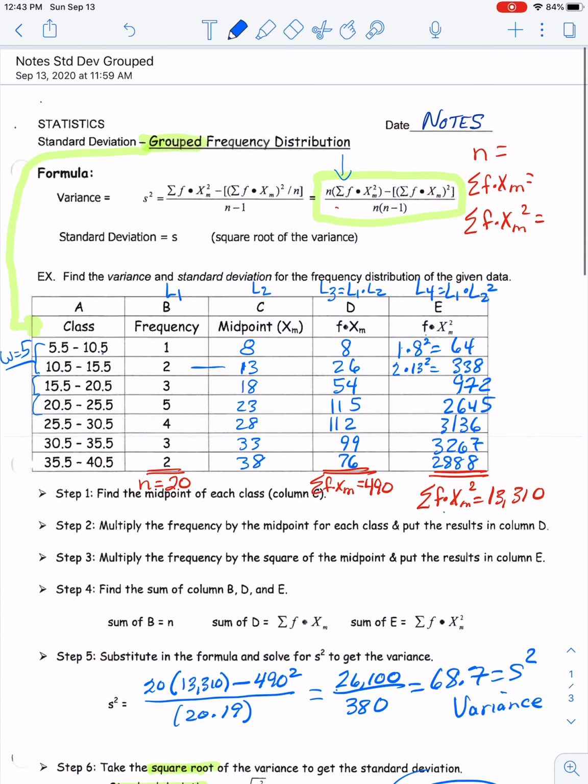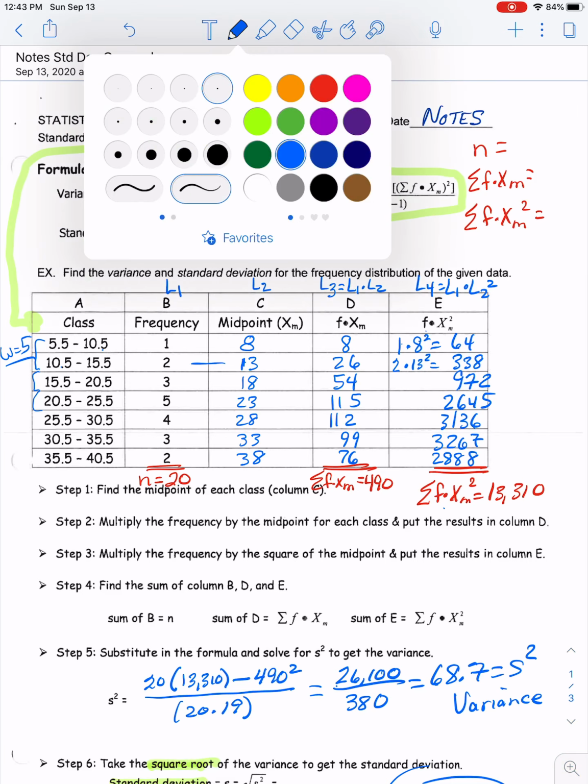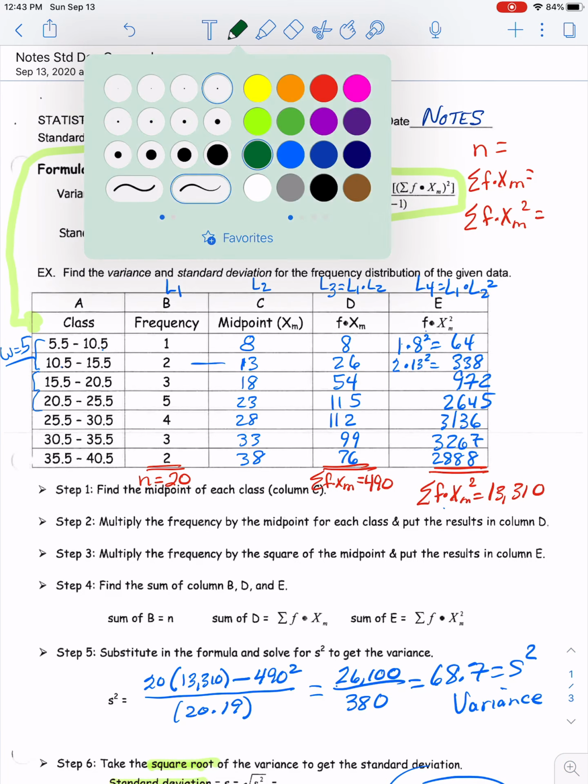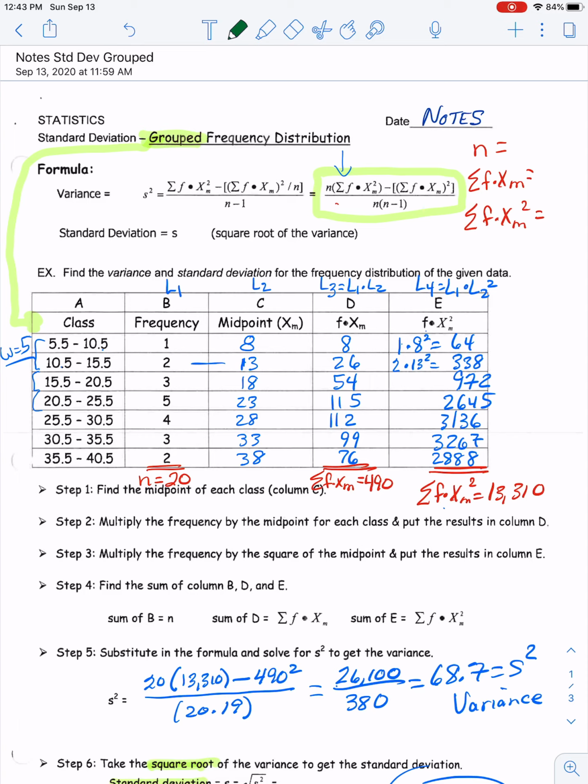Awesome. Okay, and so now you're thinking, I wonder if teacher wants me to put this on my formula sheet. You know I do. So please add the formula to calculate for a grouped frequency table.